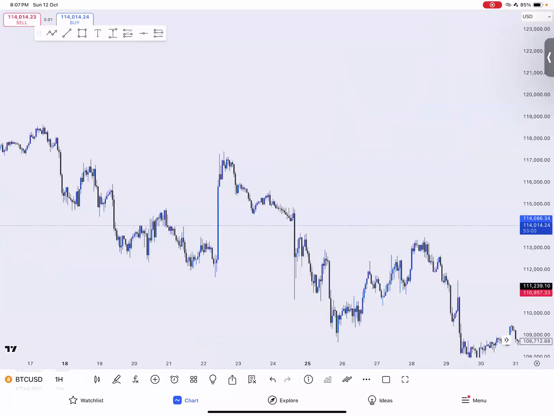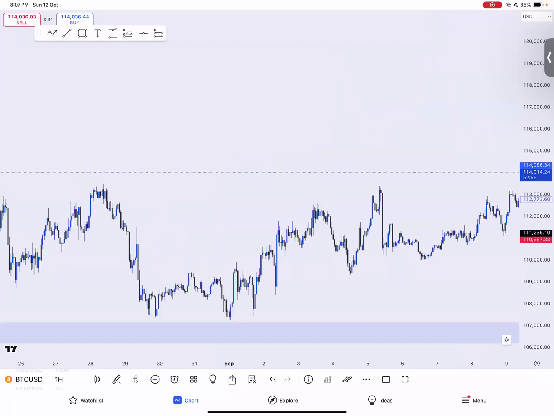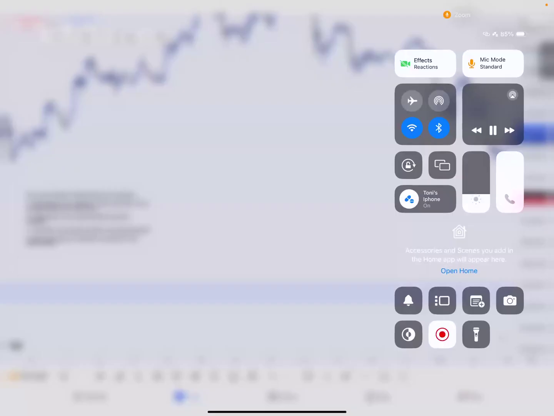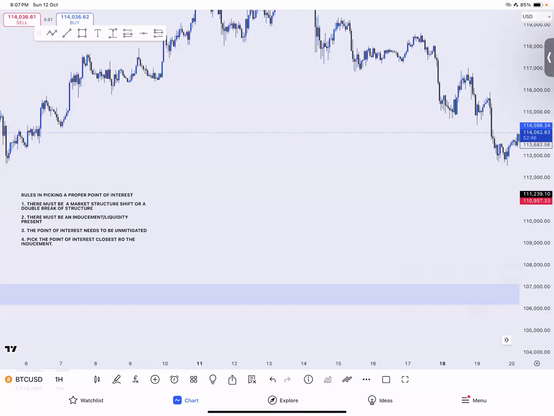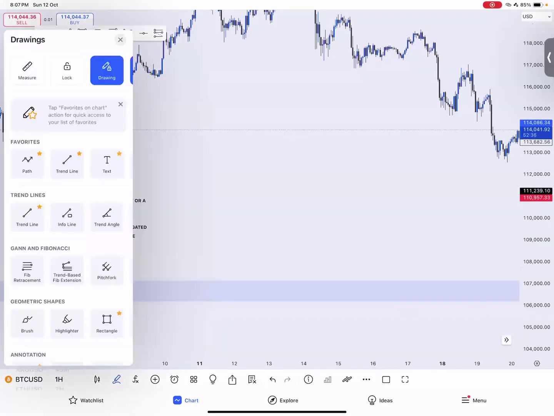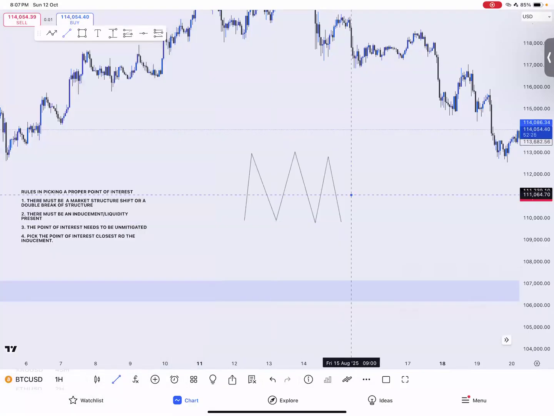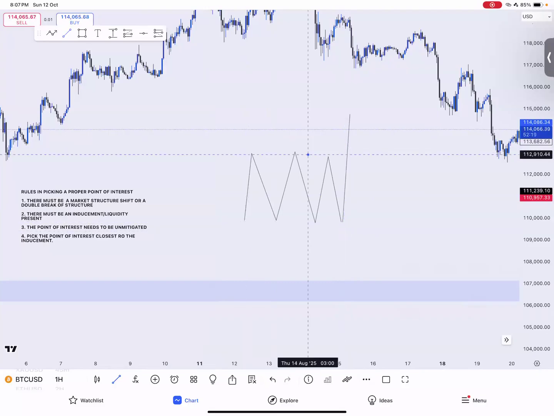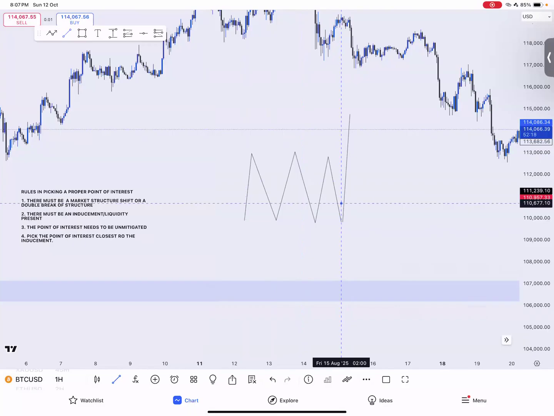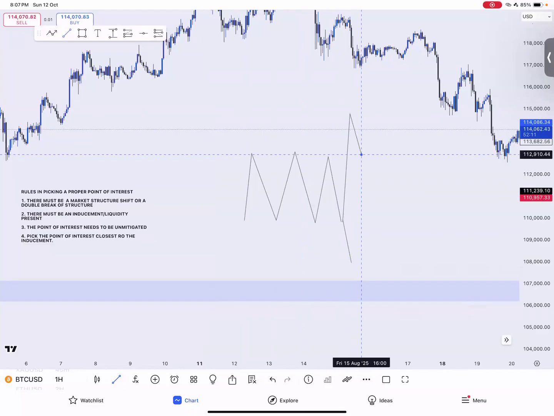A breaker block is a failed order block. You understand that's why I said this class is not for beginners. You understand the concept of support and resistance. If you have your resistance here and your support down here, markets will keep bouncing, and eventually the market will break either the resistance or the support. But whichever side the market breaks, one thing is constant. Price will eventually retest the resistance before it continues buying. The same way, price will eventually retest the support before it continues selling.